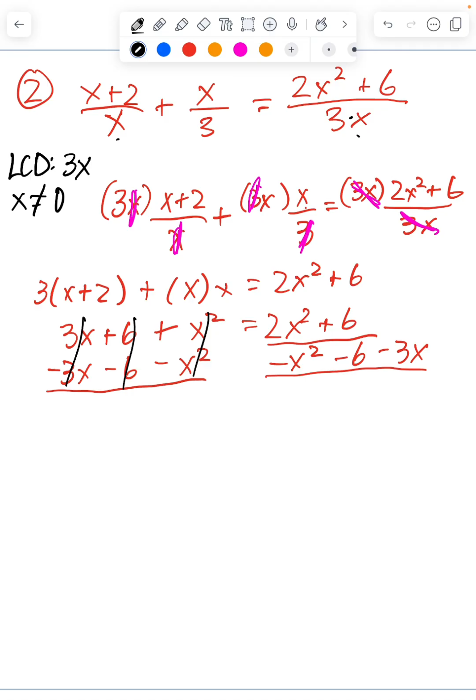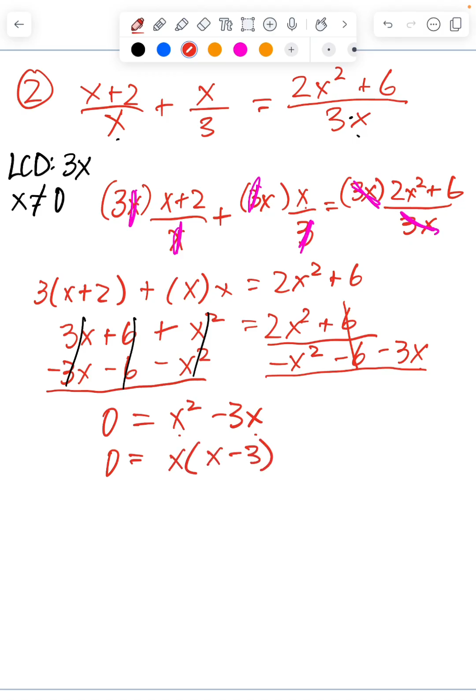All right, so I get 0 = 2x² − x², so I only have one x² left. 6 and minus 6, they cancel out. And I have minus 3x, I bring this minus 3x over. That's it. This to me looks easily factorable. The x² and the minus 3x both share an x. So I'm just going to factor it, so 0 = x(x − 3).